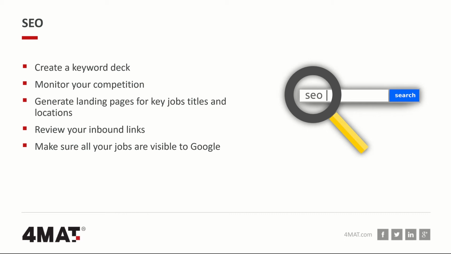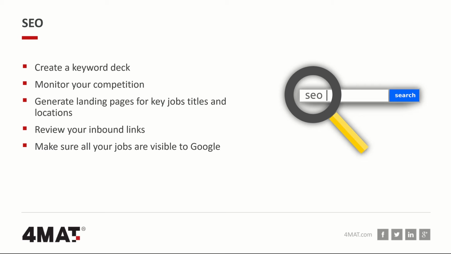SEO, some basic pointers here from a recruitment SEO point of view. Create a keyword deck, a very straightforward thing to do based on your jobs and your content. It'll give you an idea of what you want to rank for. You can again just do the simple things and go into Google, do some searches that you want to rank against, and see what your competitors are doing as well. So how are they ranking? What are they doing? What's their content look like? Do they have effective job landing pages?